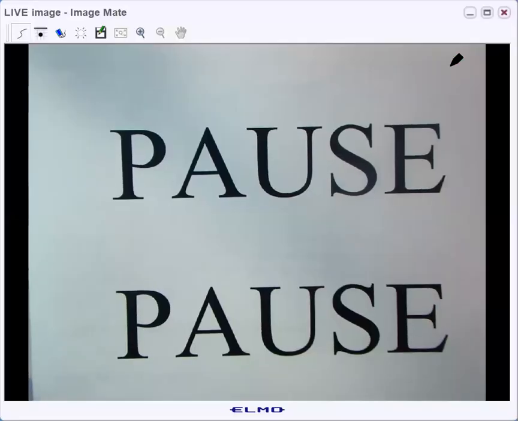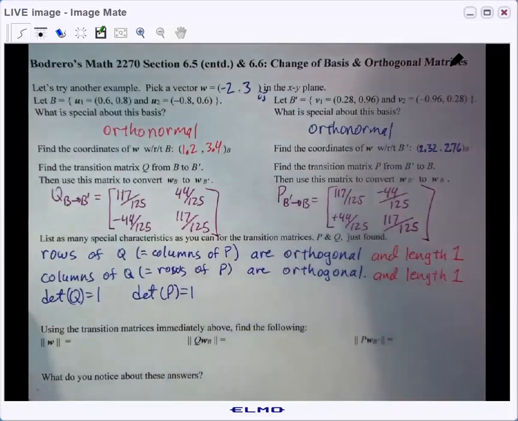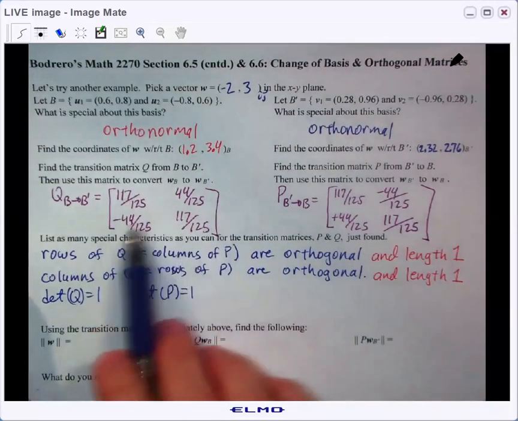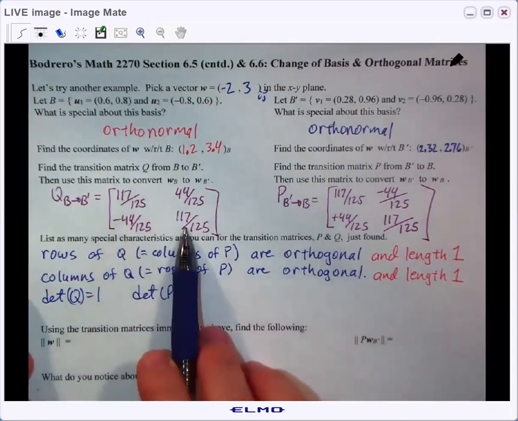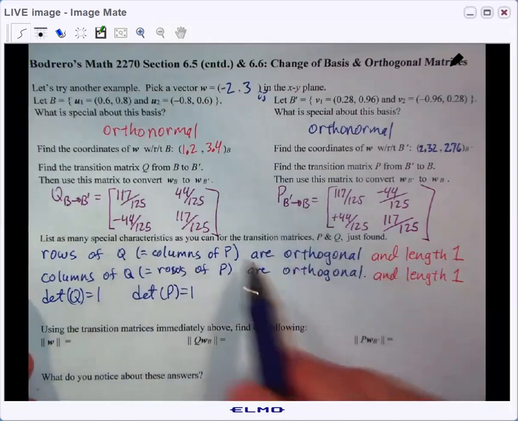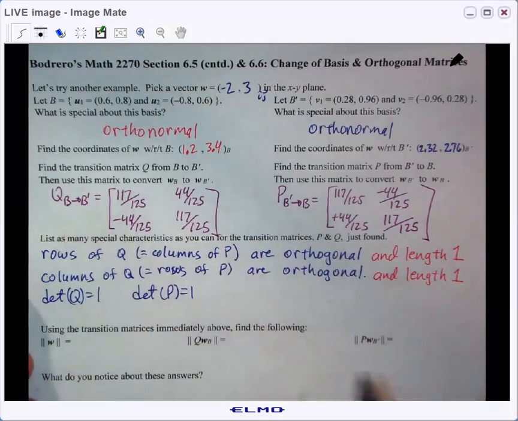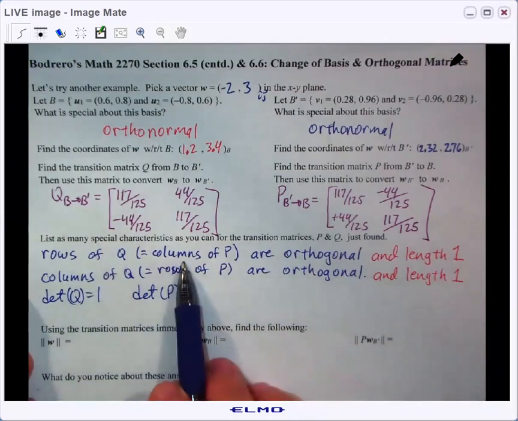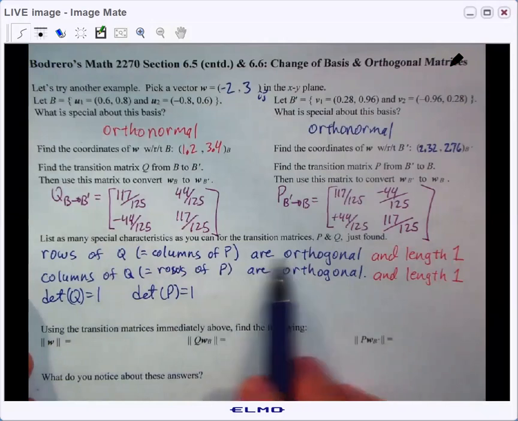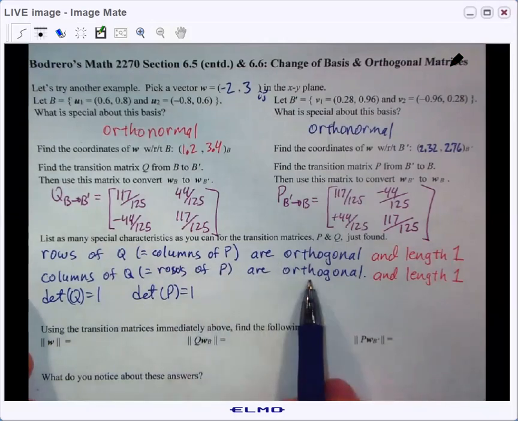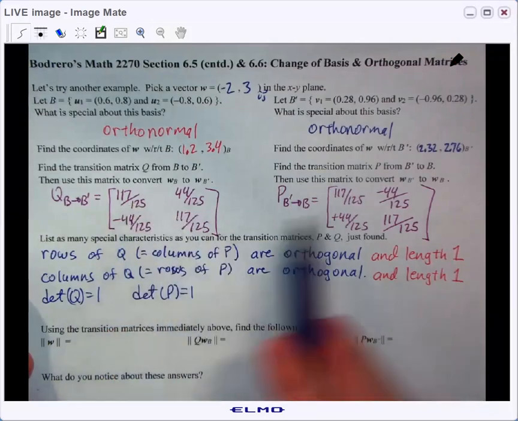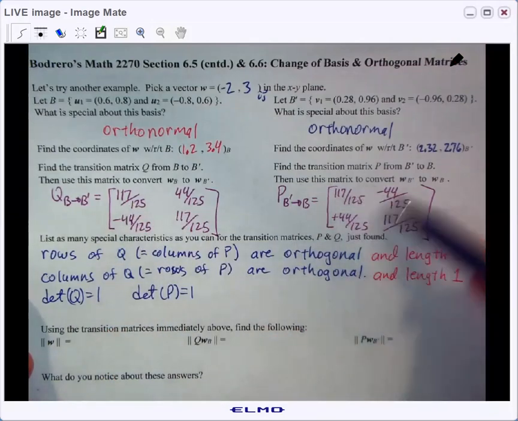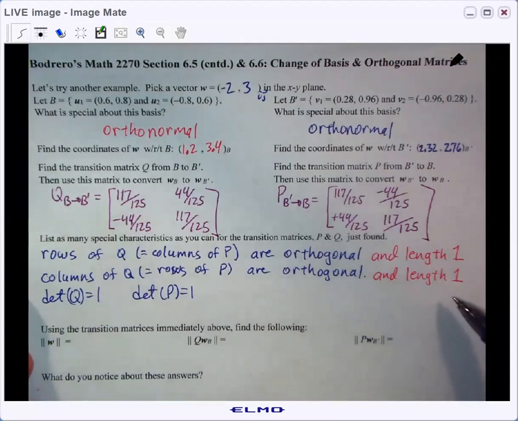Now that you've had a chance to look at those P and Q matrices, hopefully you notice that the rows of Q are orthogonal, and so are the columns of Q. And since P and Q are inverses of each other and they're also transposes of each other, the rows of Q are the columns of P and vice versa. So the rows are orthogonal, the columns are orthogonal, and as an added bonus, if you take the magnitude of the rows as vectors or the magnitude of the columns as vectors, you'll see that they're each length 1.